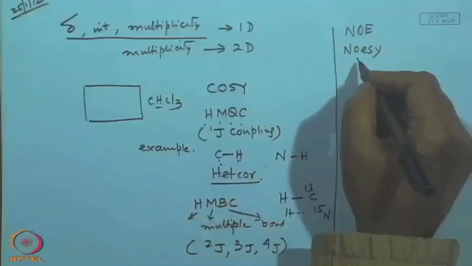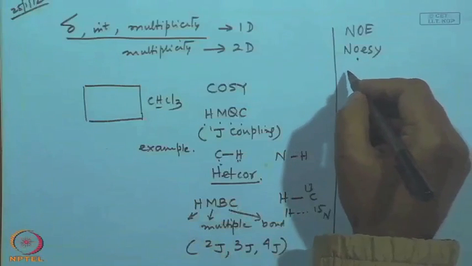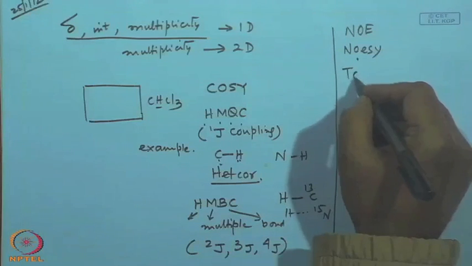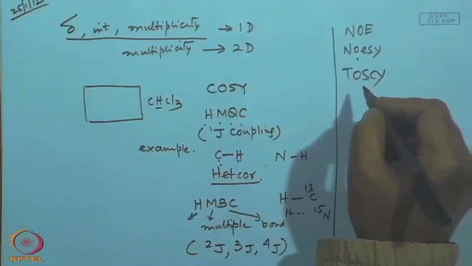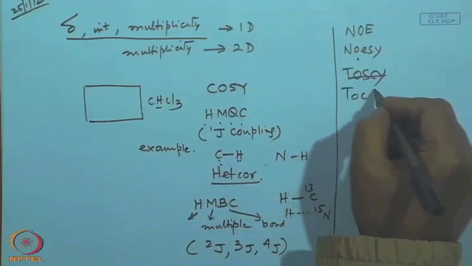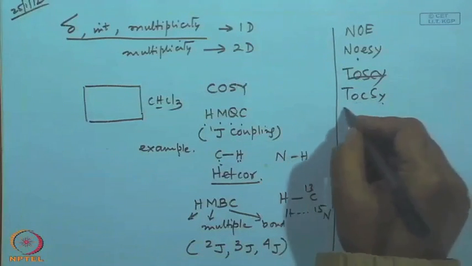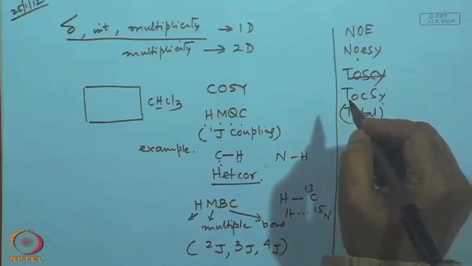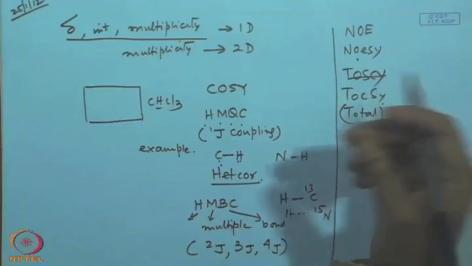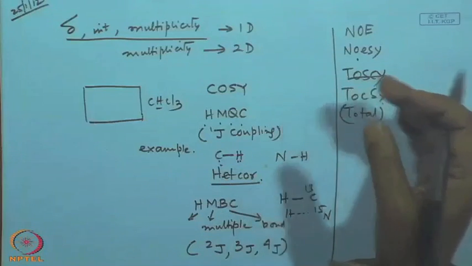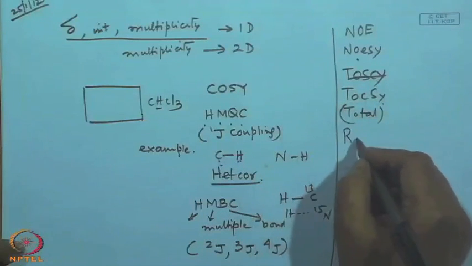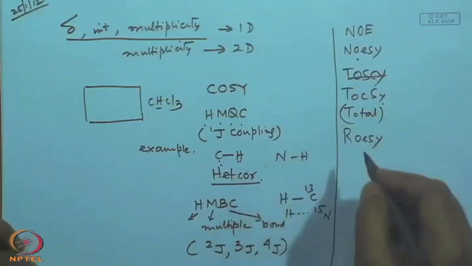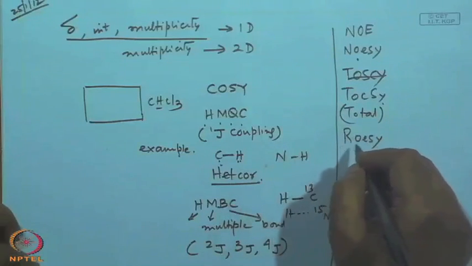That gives you the direct coupling, and then there are many other techniques we do not often use. There is TOCSY, total correlation spectroscopy. It contains all the direct couplings and all the indirect couplings, but the spectrum becomes, as you can understand, too complex to interpret. Then there is ROESY, rotating-frame correlation spectroscopy. I never came across that, but people use it.